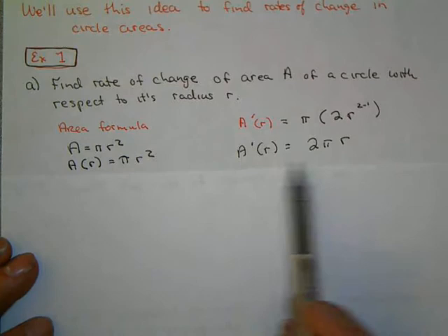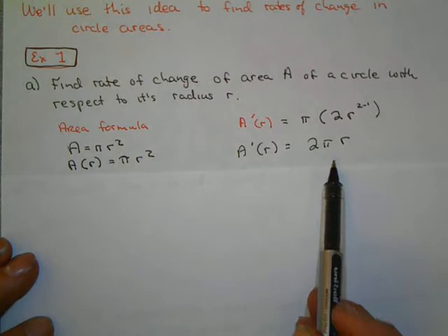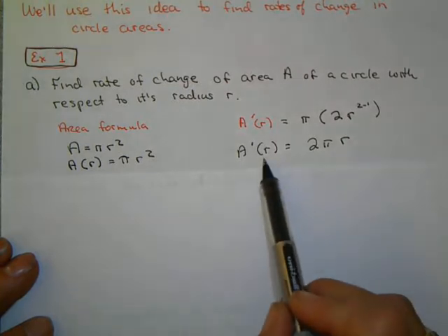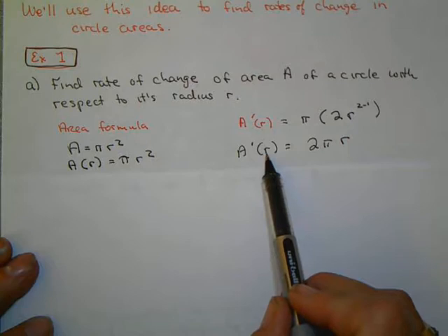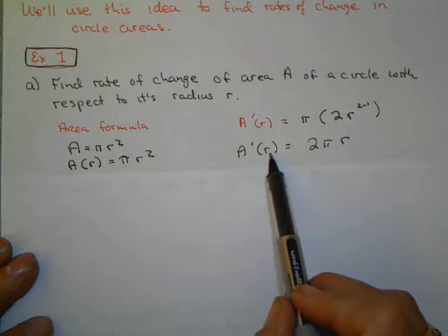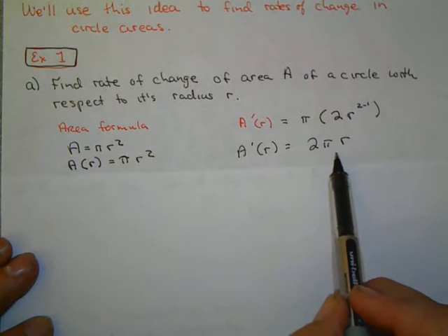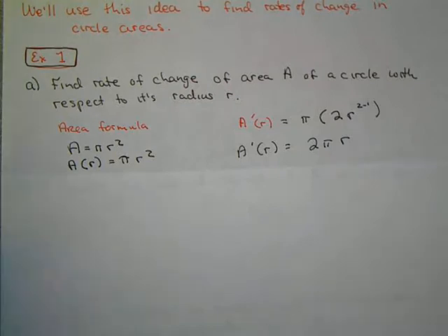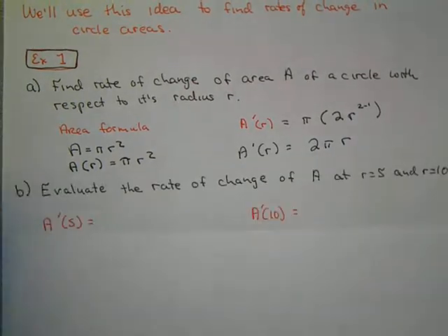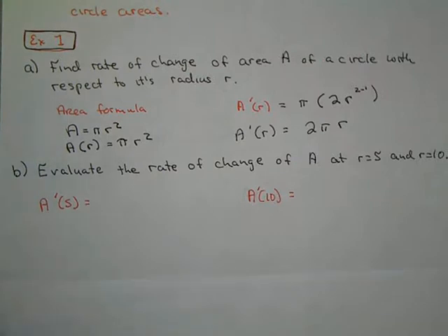Kind of a neat little relationship where the change in the area is actually the same formula for the circumference. This tells me that whatever size my radius is, as it grows, this number will describe the change in the area, how much the area is growing or shrinking.